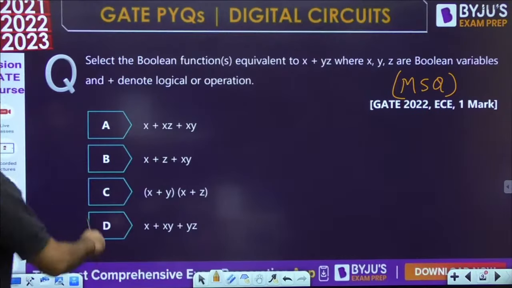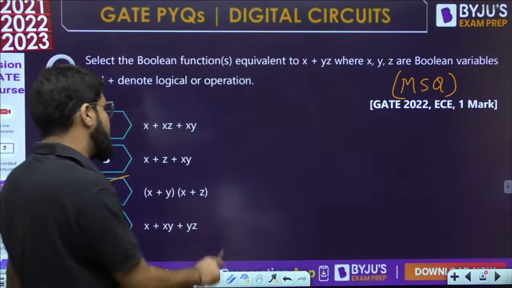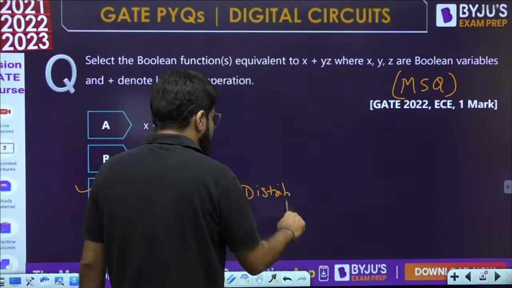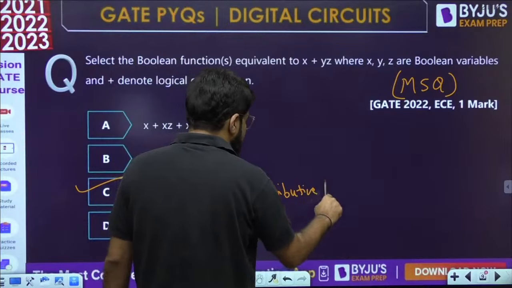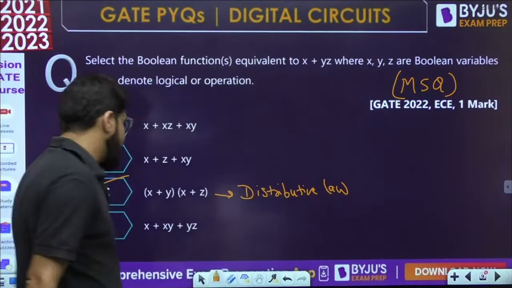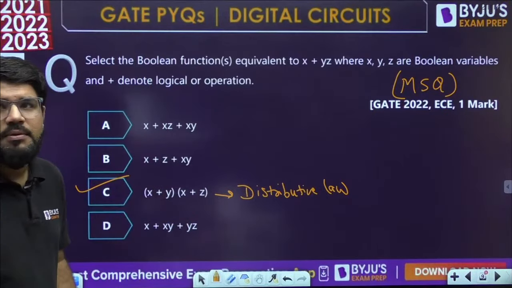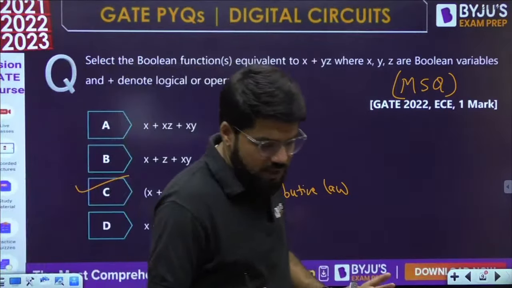Definitely, option number C is correct because this is nothing but the distributive law. Don't try to prove it in the exam time. You can, but you should know this. This is the distributive law of the Boolean theorem: x plus y into x plus z, x common, x plus y into z. Distributive law of Boolean algebra.